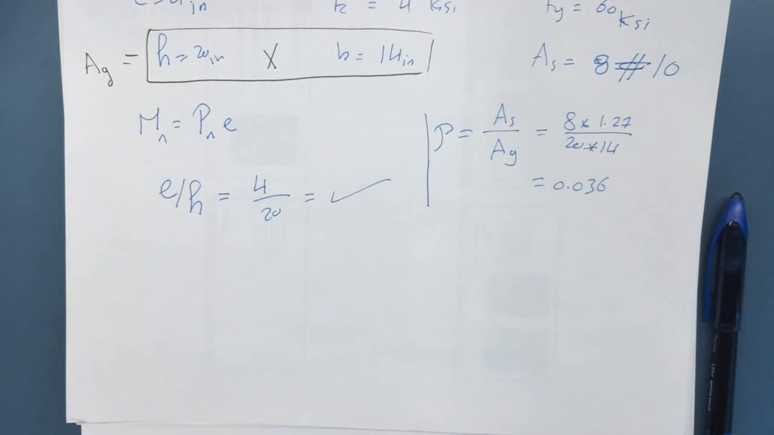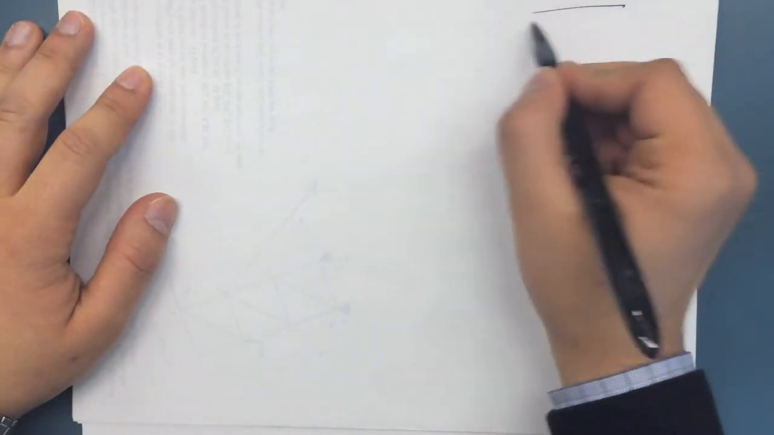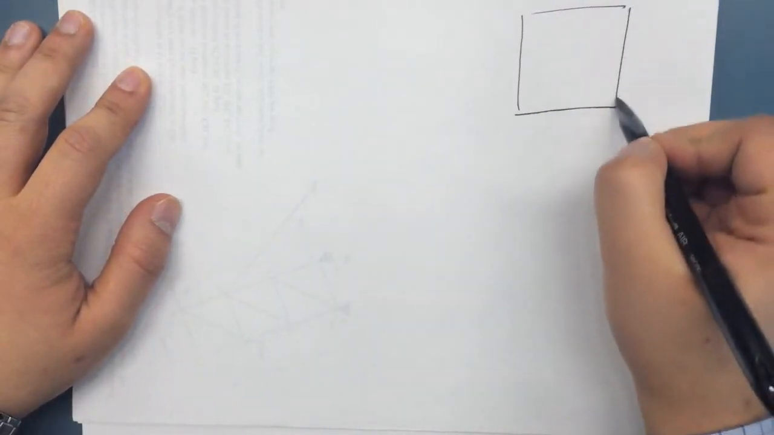And let's go to another problem, which is going to give me two other pieces of information. So this problem is saying that we have a rectangular section, and this rectangular section is 18 by 18 inches. So 18 inches by 18 inches.